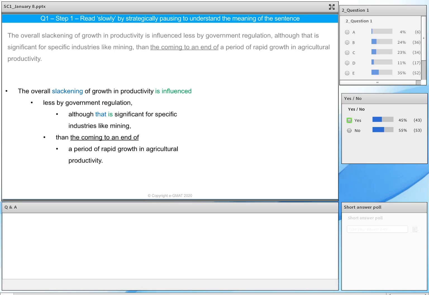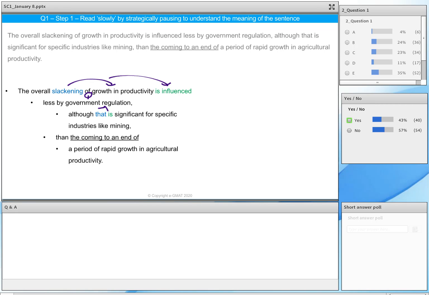And whenever you come across a subject for pairs, you pause and assess: okay, I know I have this slackening, and this slackening is of growth and productivity, and this slackening is influenced. Okay, what is it influenced by? Ask yourself some probing questions to work through the sentence. It's influenced less by government regulation. Okay, so this is one influence, this government regulation, although that is significant. So that refers to government regulation being significant for specific industries like mining.